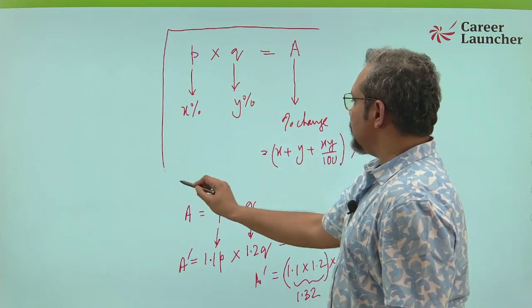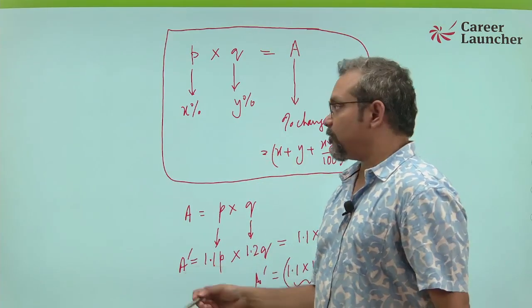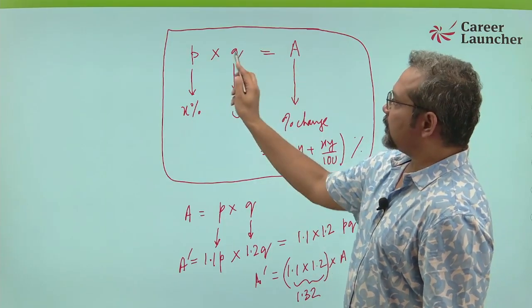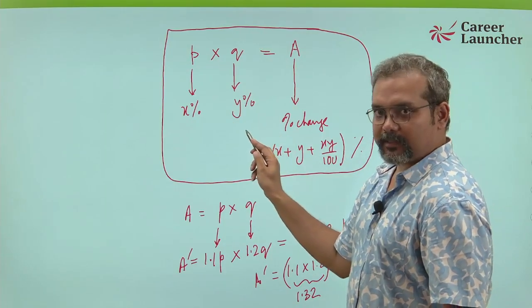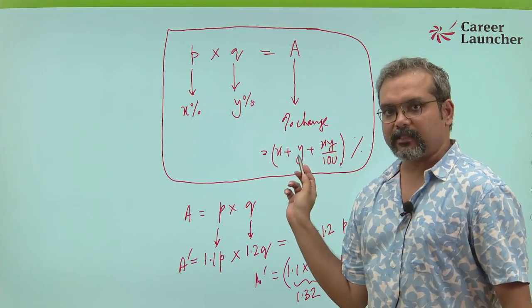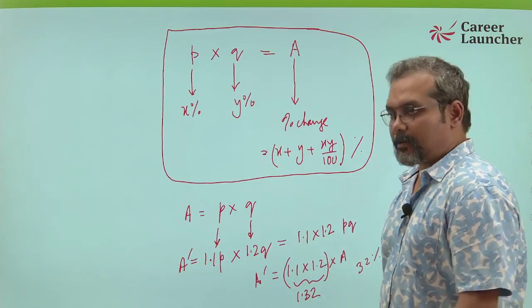If you observe any question, any scenario where two things are multiplied to give you a third, percentage changes of these two are given, and you have to find the overall, then just use the successive percentage change formula again. Let us check a question and see how we can apply it over here.